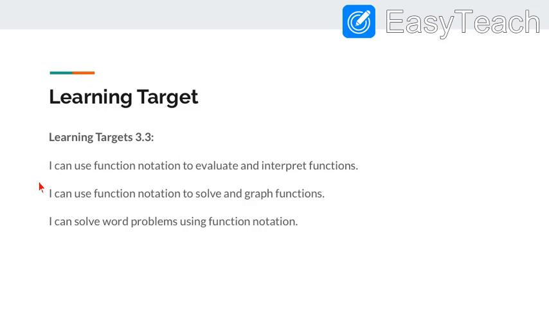Here are our three learning targets for today. First one, I can use function notation to evaluate and interpret functions. The second one, I can use function notation to solve and graph functions. And then third, I can solve word problems using function notation. Write down all three of these in your notes before you move on.